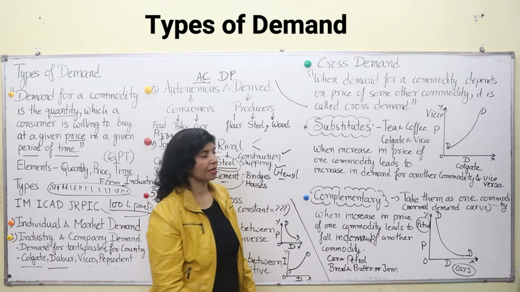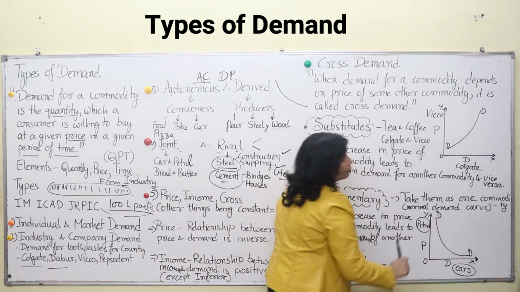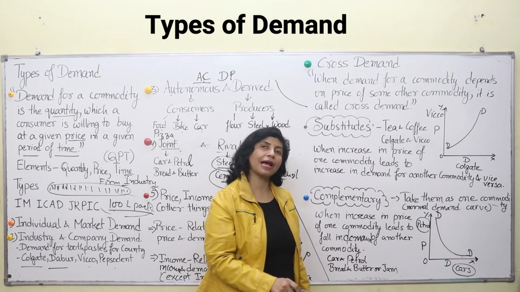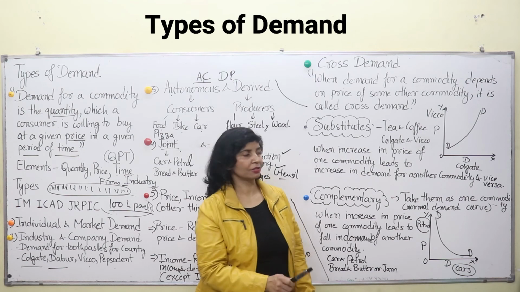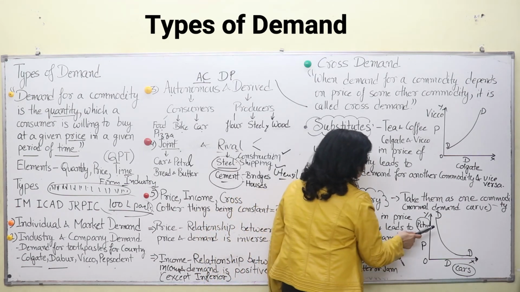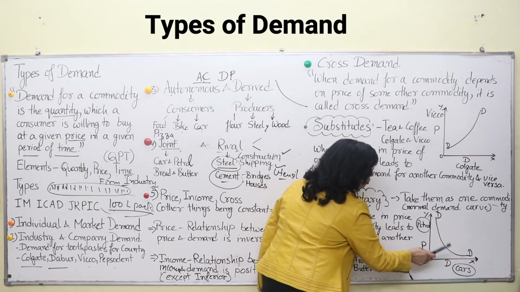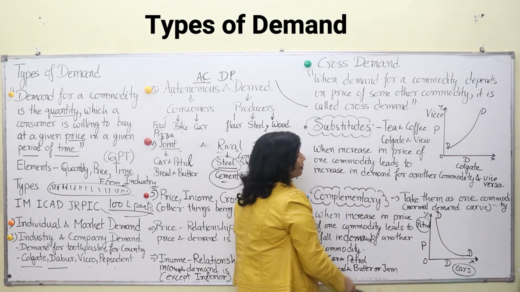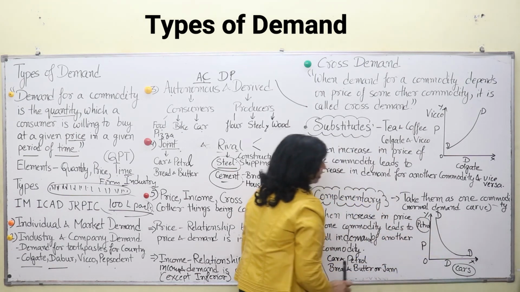But there is one difference. The price of one commodity is taken and the demand for another commodity is taken. In a normal demand curve, the price of the same commodity is taken whose demand is being considered. So here the main difference is the price of one commodity and the demand for another commodity. Take for example, car and petrol are complementary goods. Here the price of petrol is taken and the demand for cars is taken.